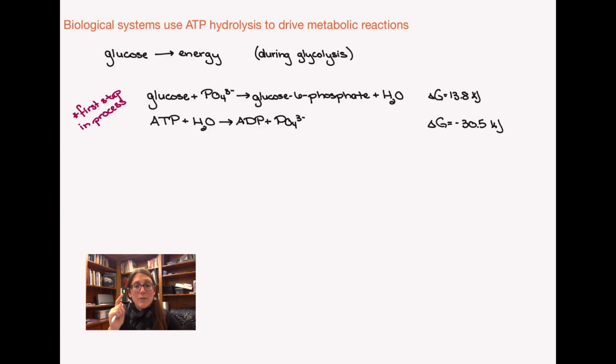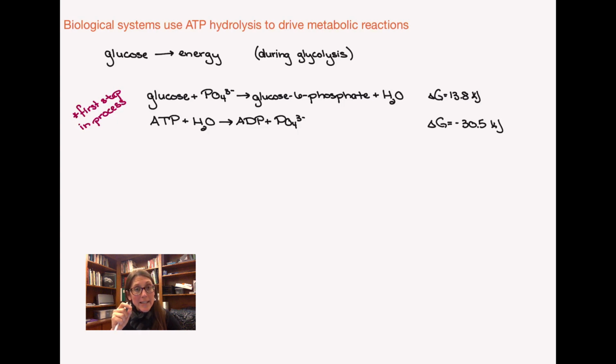That is not favorable. And it's going to have an equilibrium constant that is right around 10 to the negative third. So you're going to end up with only one product for every 1,000 reactants. That's not going to be effective as a part of a key step within metabolism. So what your body does is it links it to the breakdown, the hydrolysis of ATP.